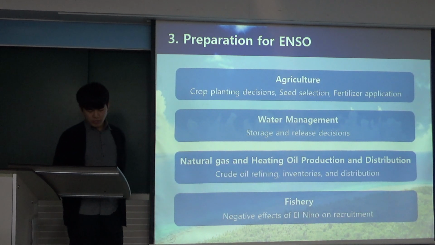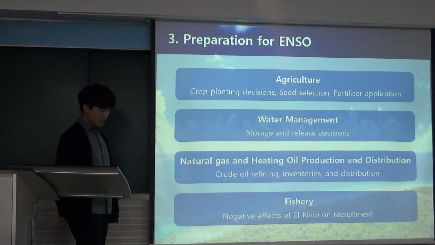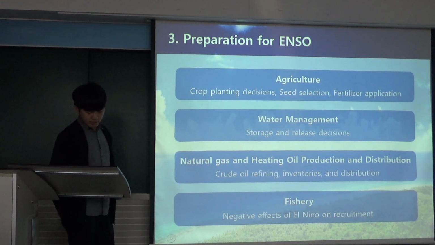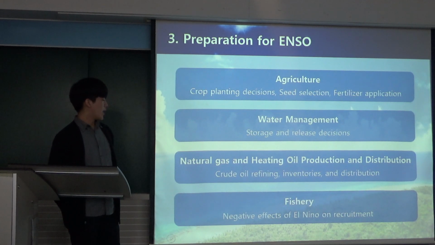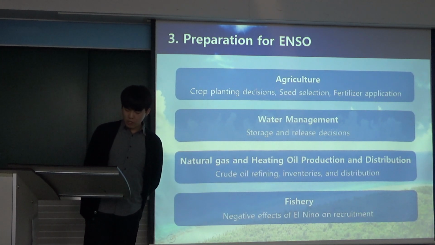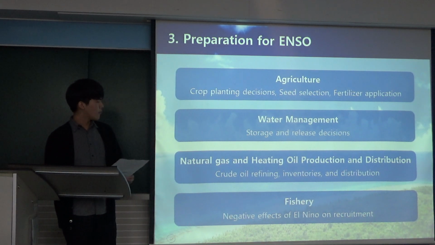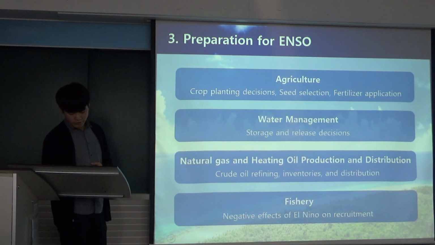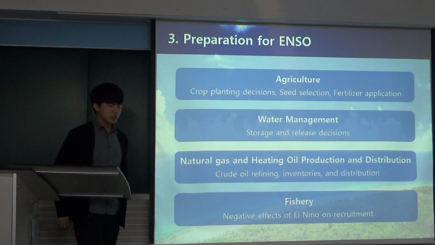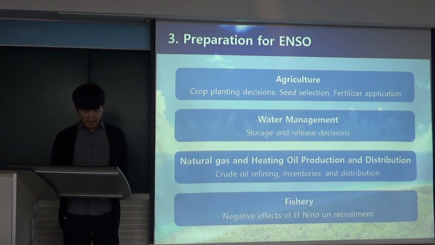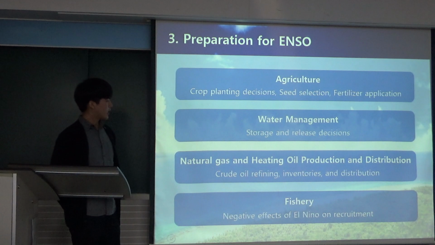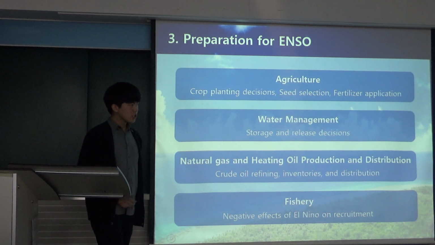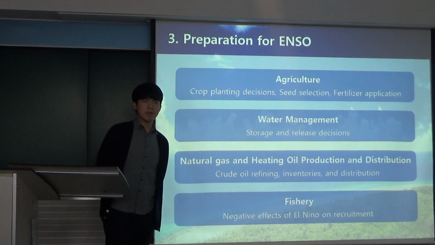Also in some fishing industries, management style changed to offset some of the negative effects of El Nino on recruitment. In particular, in California, the total cost of damage was reduced by $1.1 billion compared to the previous El Nino of 1982 to 1983. And much of this saving comes from high preparedness.